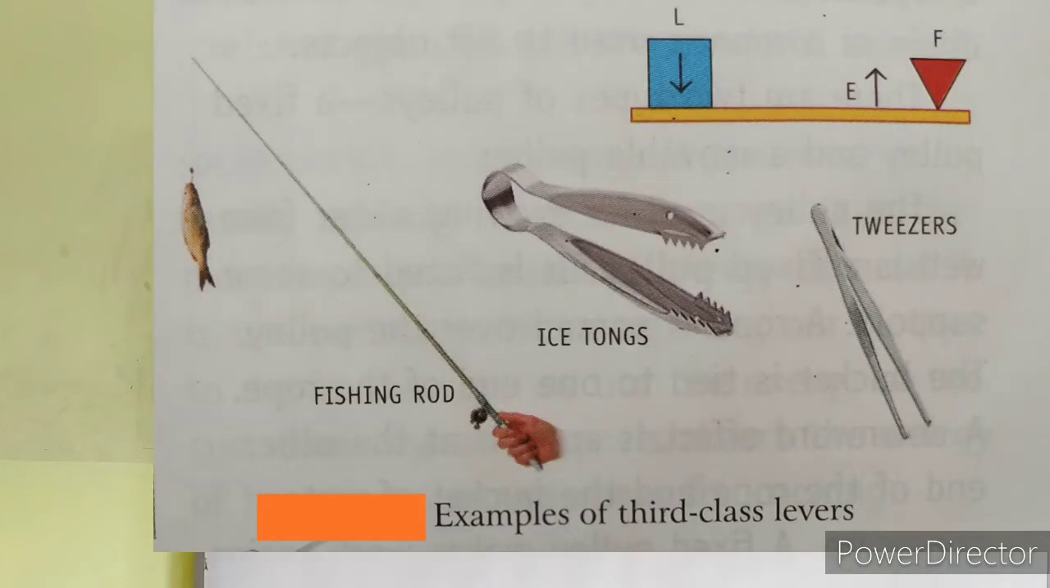Next, this shows the third class levers. When the effort E is in between the fulcrum F and the load L, it is a third class lever. Examples of third class levers are fishing rod, ice tongs, tweezers, etc.